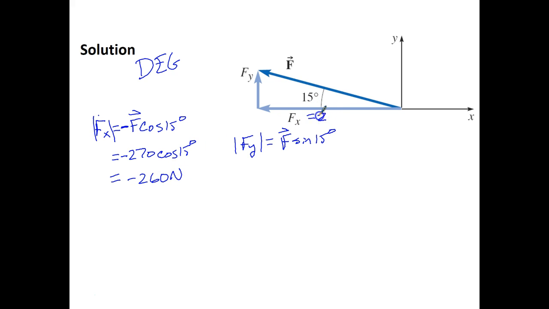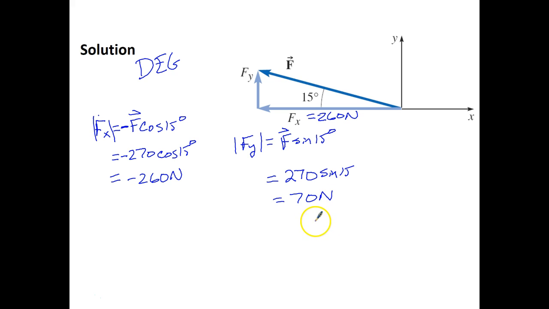So this is negative 260. It's negative because it is pointing to the left. And our value of 260 comes from F times the cosine of 15. Let's do the same thing for our y direction. So here, instead of negative 270, we're going to have positive 270 times the sine of 15 degrees. And when you do that math, you should end up with 70 newtons.